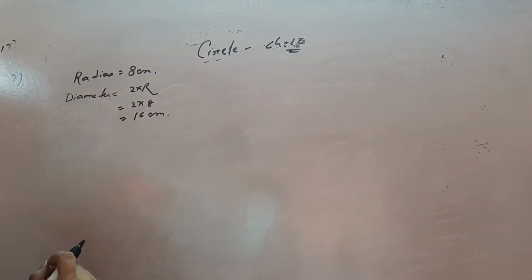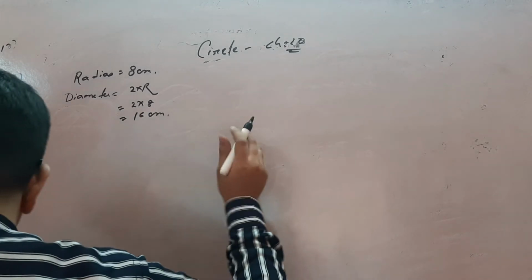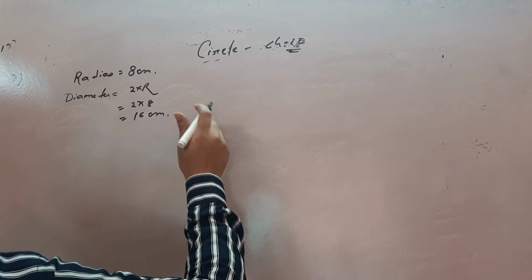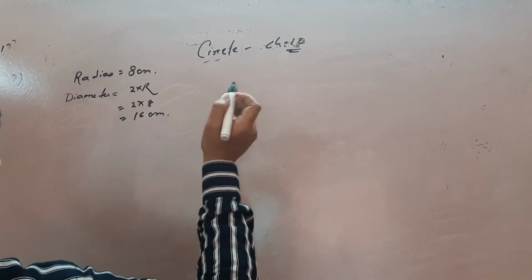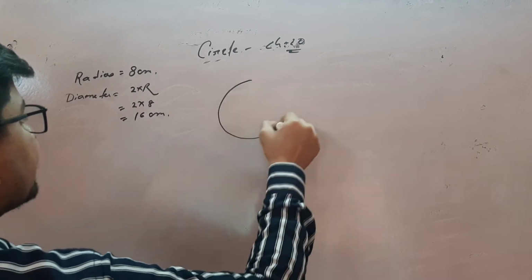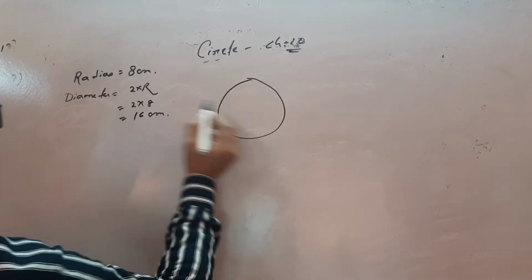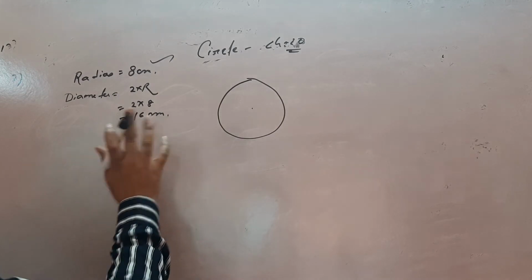Also find whether P, Q, R lie on the circle, inside the circle or outside the circle. Find out where the point is. See the question. Find whether P, Q, R lie on the circle, inside the circle or outside the circle. Suppose this is the circle given, and we know that the diameter is 8 centimeter.